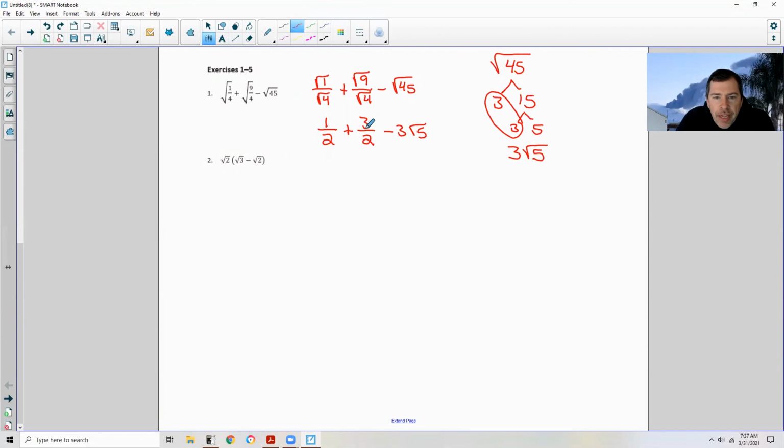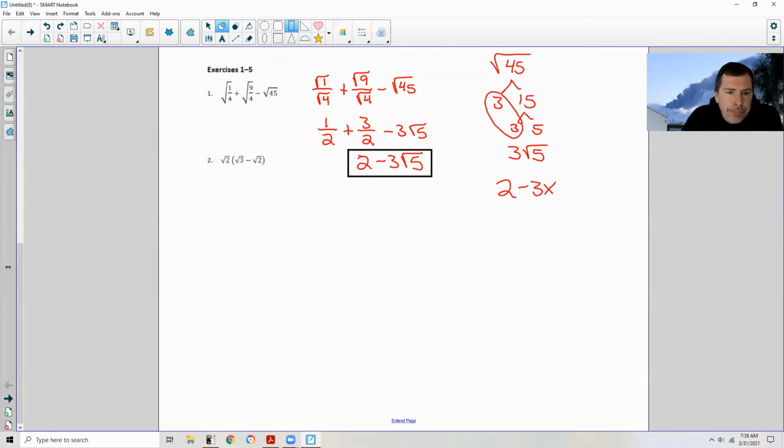Okay, 1/2 plus 3/2 is 4/2, which is 2. That becomes 2 minus 3 square root 5. Okay, now just like variables, if I had 2 minus 3x, I can't say that's a negative 1x because these are not like terms. 2 is a constant, and 3x is a monomial with a coefficient and a variable. They're not like terms. It's of degree 1. This is degree 0. You can't combine them. Same goes with radicals. So this is my answer. I cannot simplify that any further.